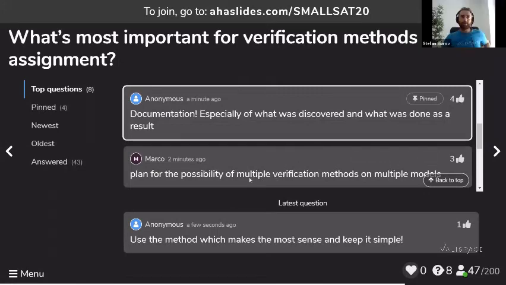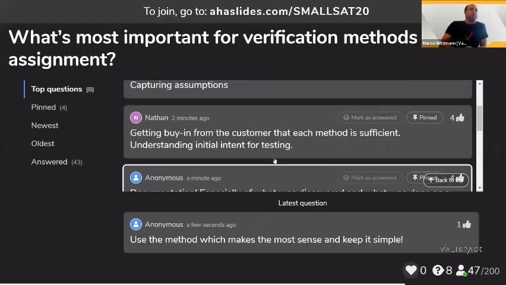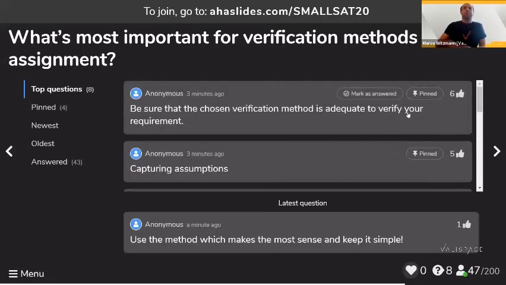Marco, you wrote here: plan for the possibility of multiple verification methods on multiple models. Can you maybe share with the audience what you mean by that? A lot of times what we've seen is that people start very simple, right? They say, okay, there's one requirement and I'm going to have one verification. So they make the Excel spreadsheet and that's it.